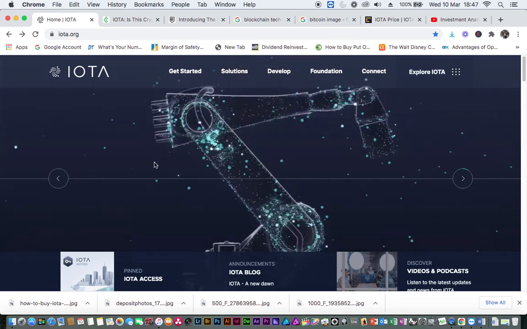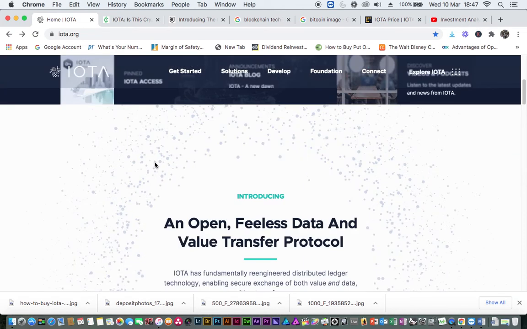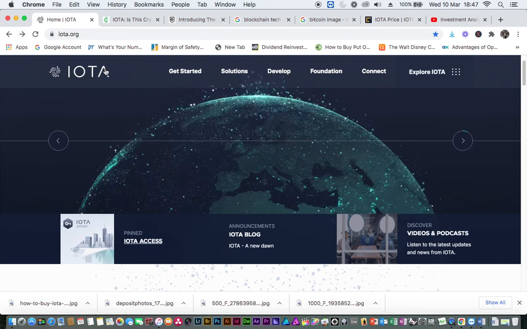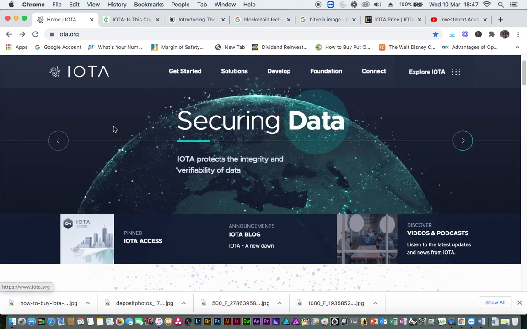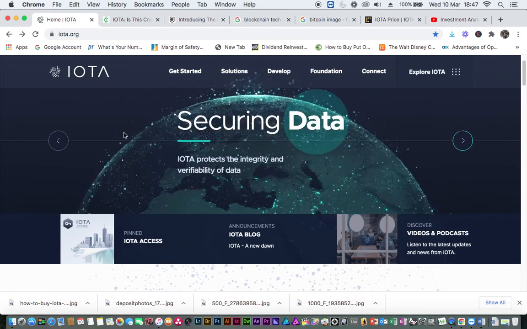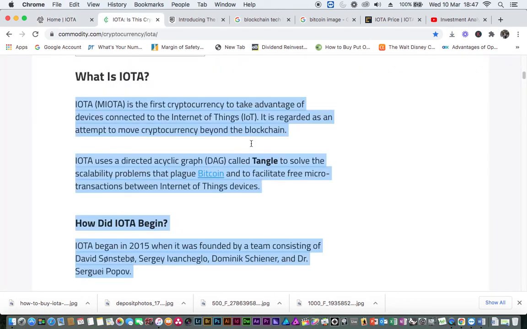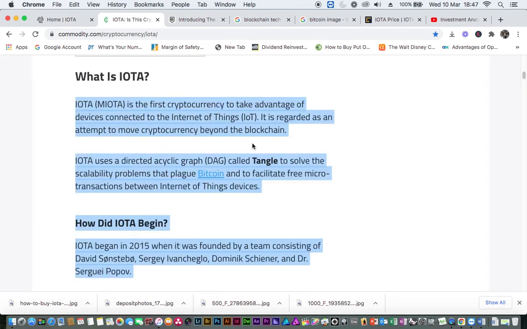To inform you, there are so many technical terms associated with this digital asset called IOTA. But no worries, I will simplify them. The IOTA project was created in late 2015 by Sergey, David, Sergio, and Dominic, and is located in Germany.